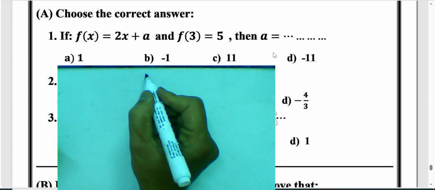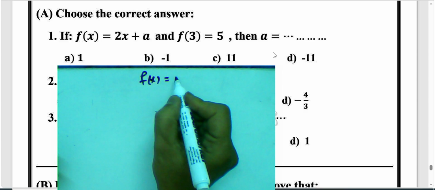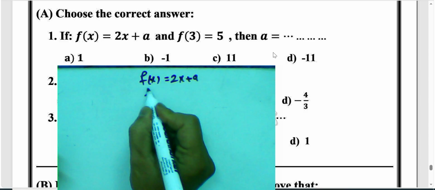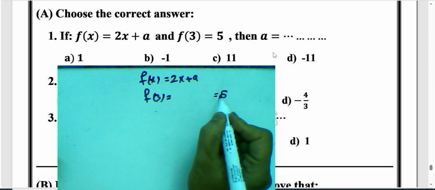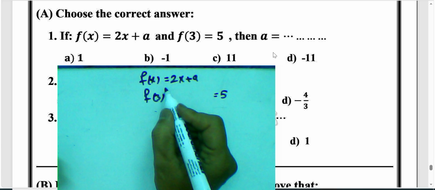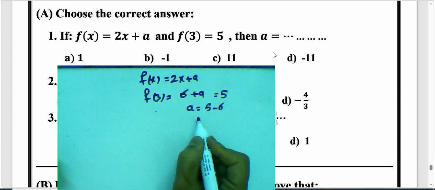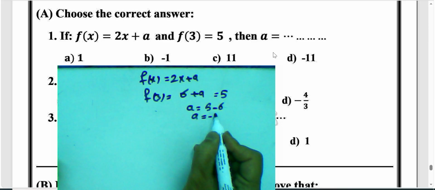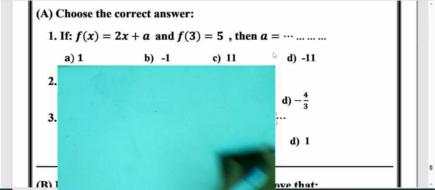We have f of 3 is 5. Put the value of x equal 3, then the result will be 5. We have f of x equal 2x plus e and f of 3 equal 5. Put x equal 3. 2 times 3 is 6, 6 plus e equal 5, and the value of e equal 5 minus 6. The value of e will be -1. Choose letter B.